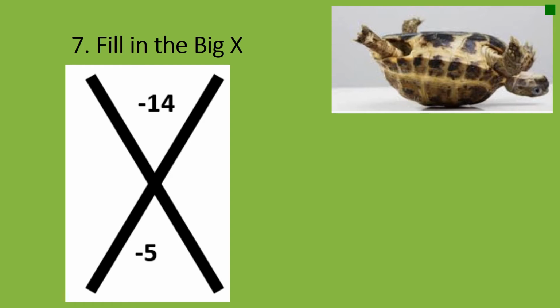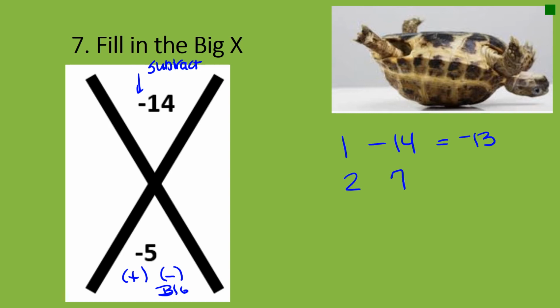Poor little guy. Right here, this says we're going to subtract. So we're going to have a positive and a negative. And the big number is going to be negative this time because I want my answer to be negative. So I've got 1 and 14, make the big number negative. 1 minus 14 is negative 13, no good. I've got 2 and 7, make the big number negative. 2 minus 7 is negative 5. There are my two numbers.